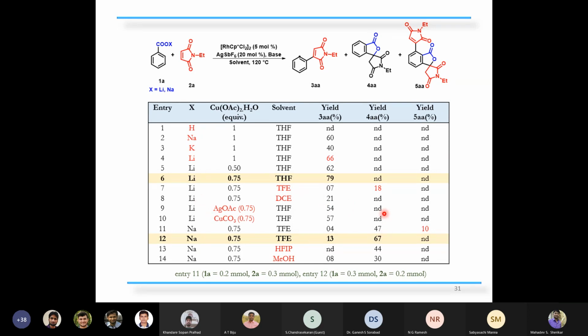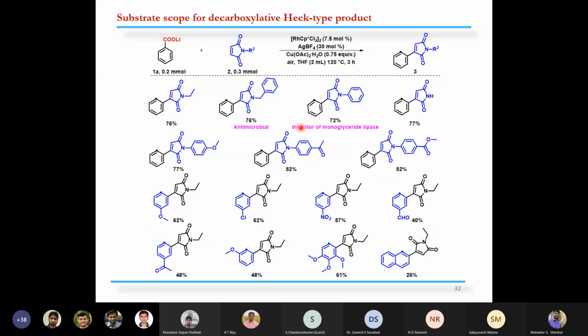So with the optimized condition in hand, we went further for the substrate scope of the decarboxylated HEC type product, where different kinds of maleimide derivatives and benzoic acid salt derivatives are working well, and yield was moderate to good. But the important thing is that the N-benzyl maleimide derivative and N-phenyl maleimide derivative are acting as an antimicrobial and an inhibitor of monoglyceride lipase respectively.